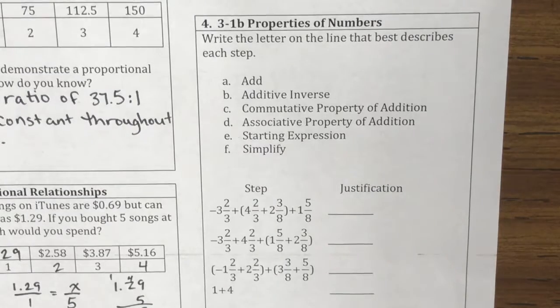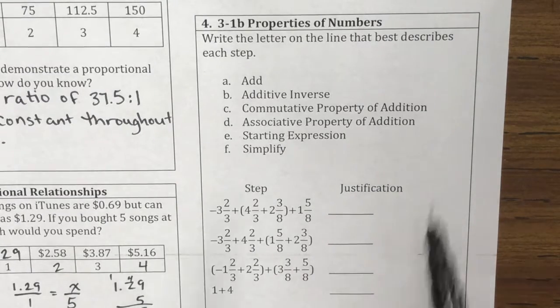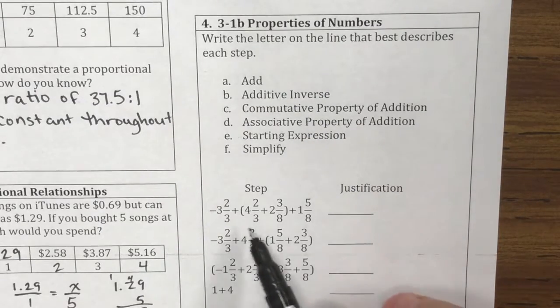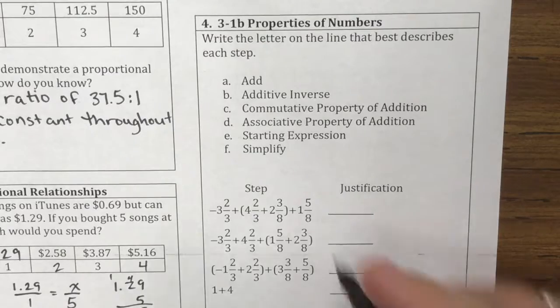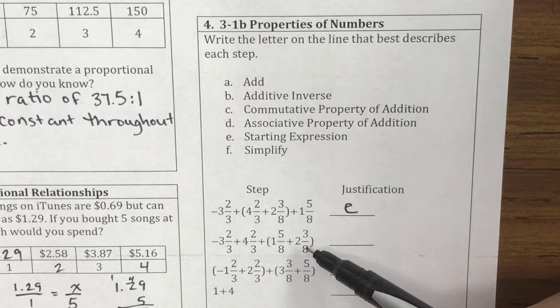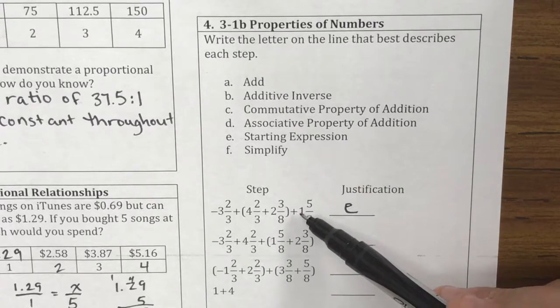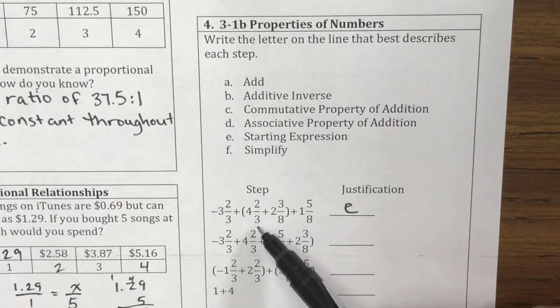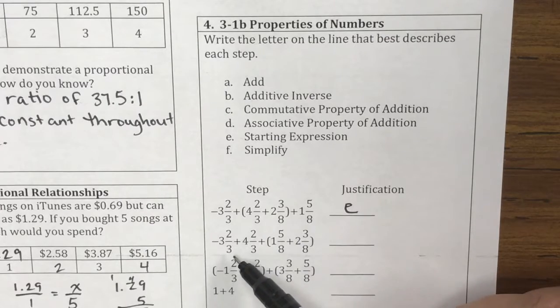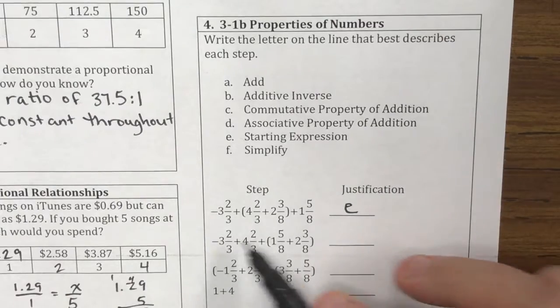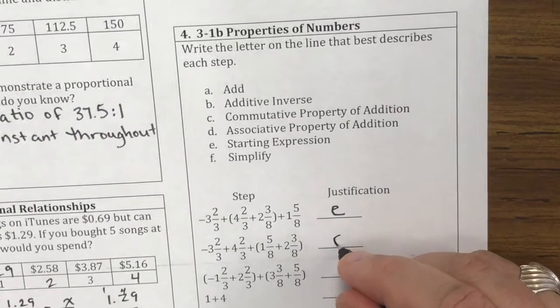Number 4, properties of numbers, 3-1B. Write the letter on the line that best describes each step. Well, this is where we start, so this is the starting expression. And what's different about here from here is the 8s have all been grouped together and they've moved the thirds around. So because these things are just moving, and both sets have been moving, that's commutative property.